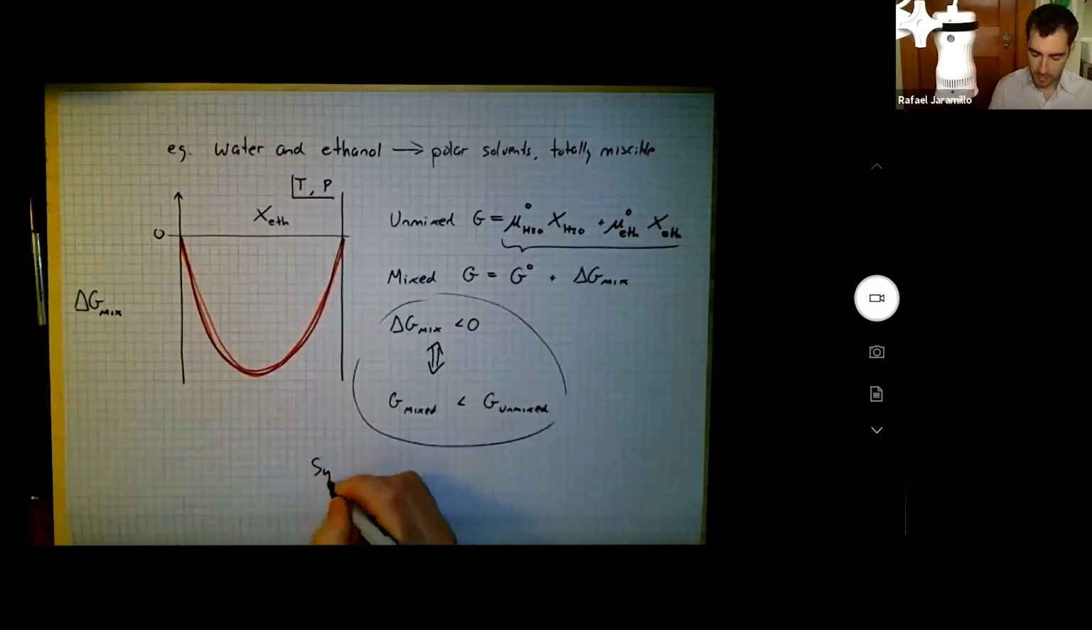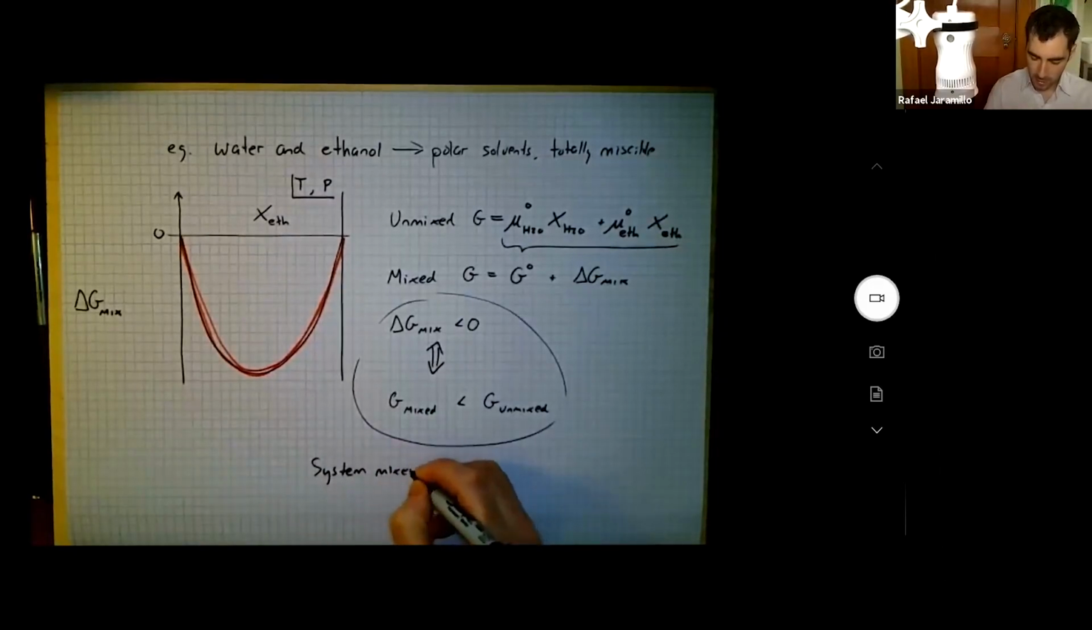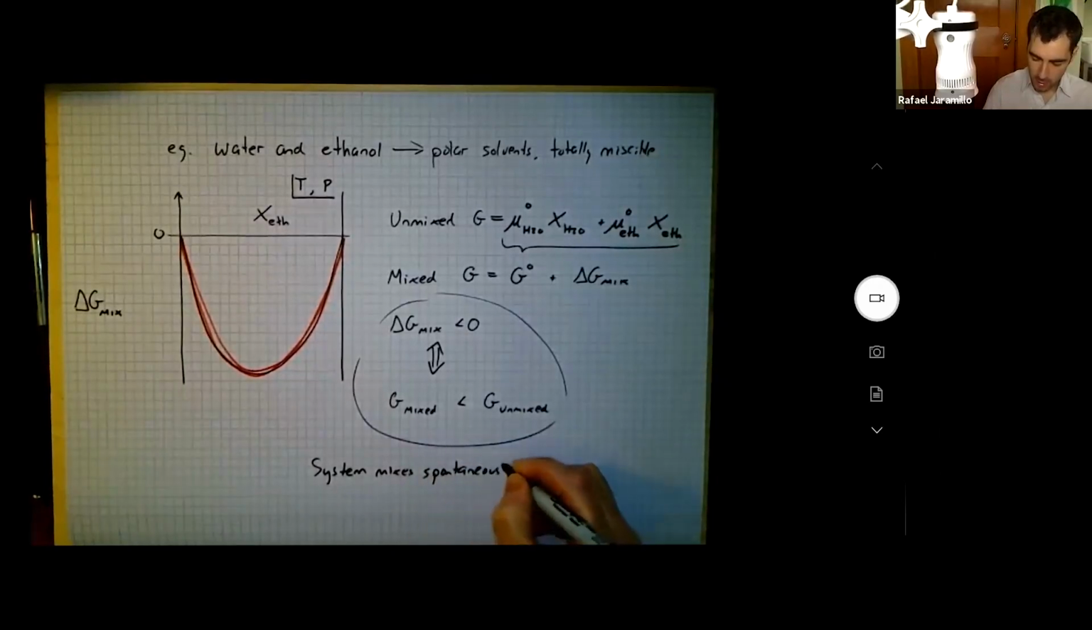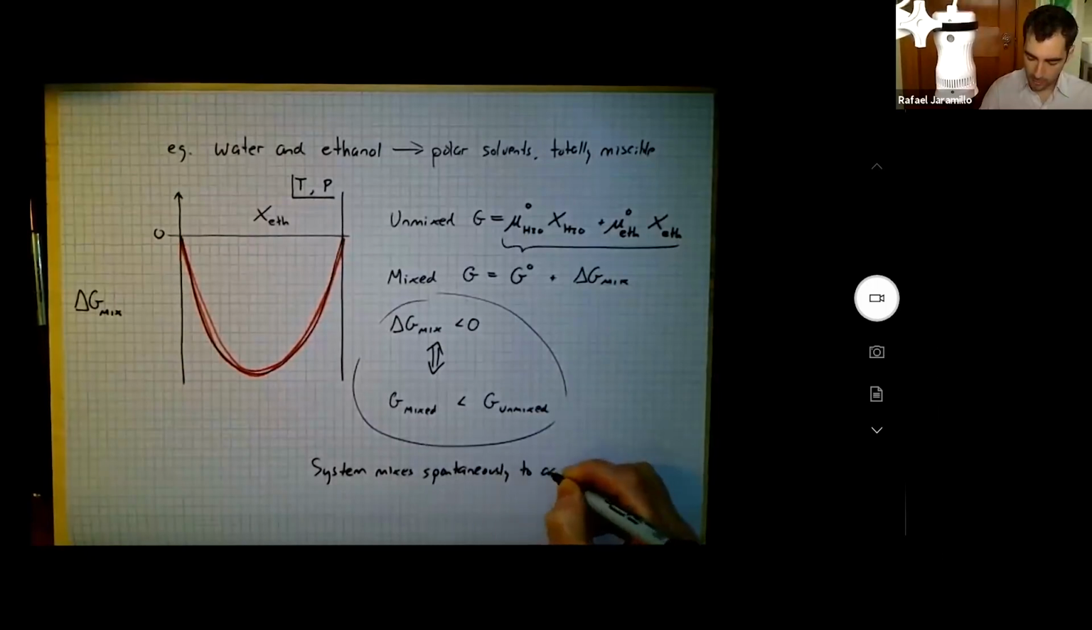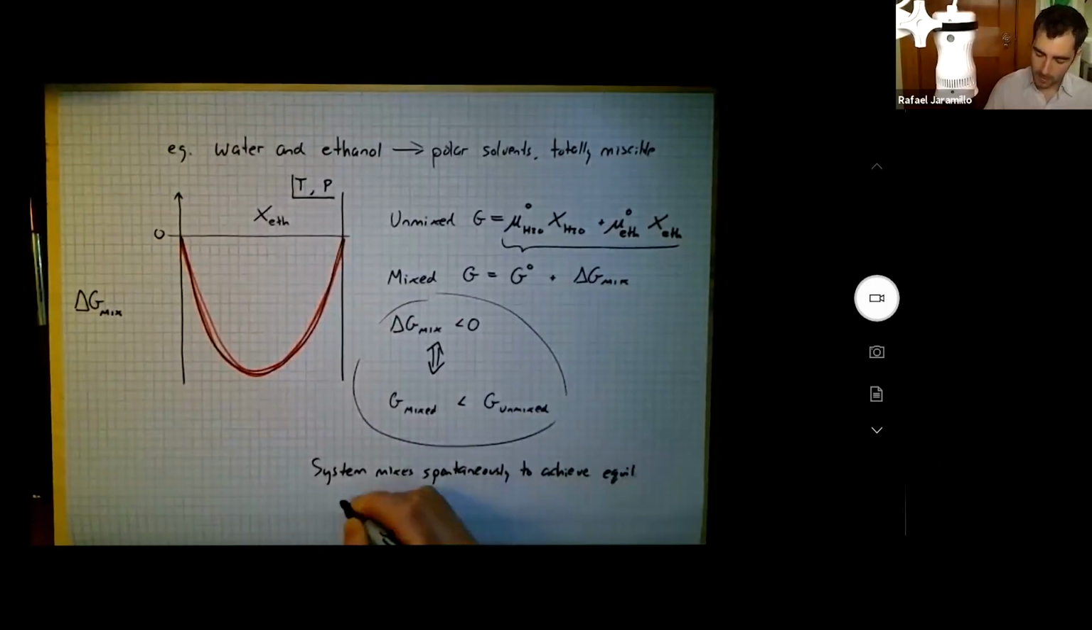The system mixes spontaneously to achieve equilibrium at a fixed temperature and pressure.